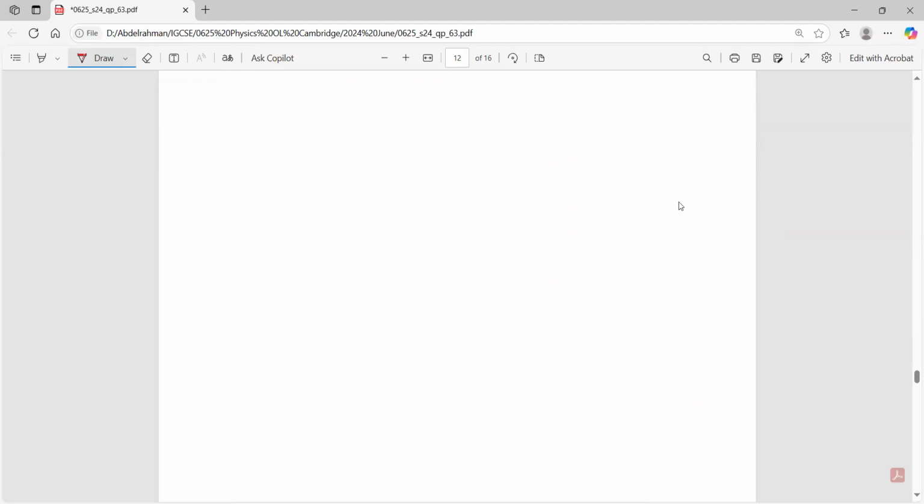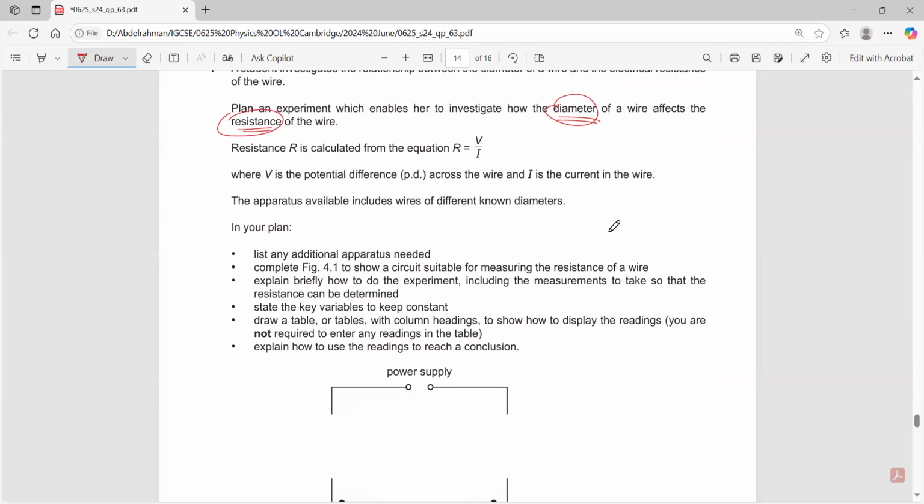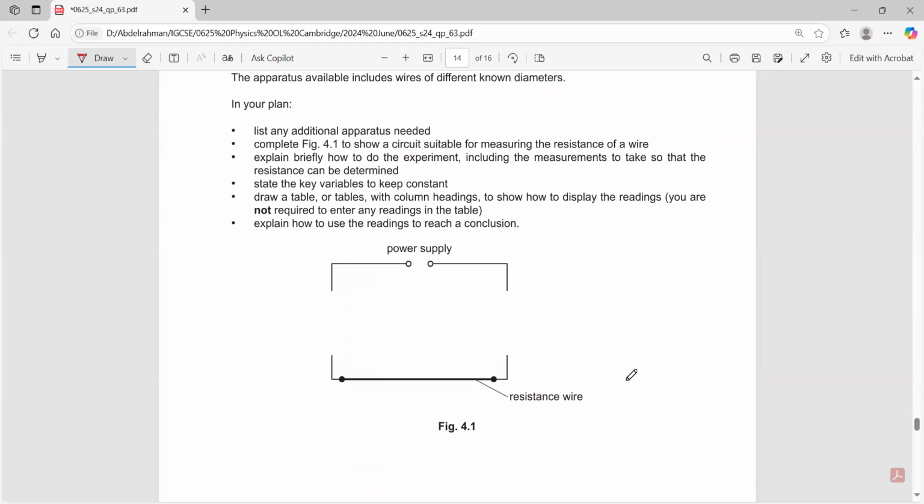Okay, now moving on to question 4. The student investigates the relationship between the diameter of the wire and the resistance of the wire. Plan an experiment which enables her to investigate how the diameter of the wire affects the resistance of the wire. That's not too difficult, it's a very straightforward question. Does the diameter affect the resistance or not? Yes, it does. We need to have several diameters for this resistance wire.